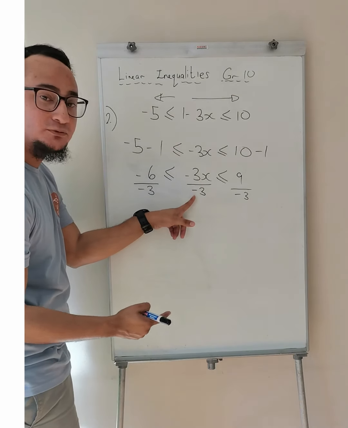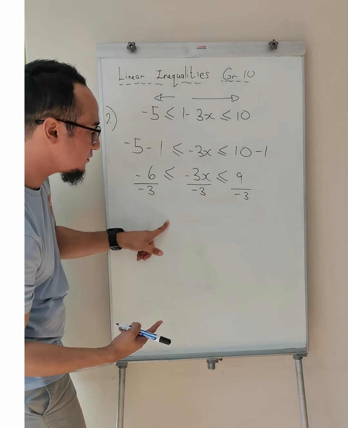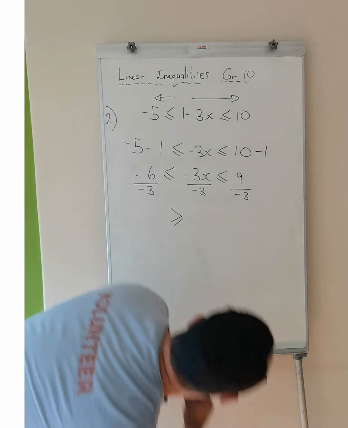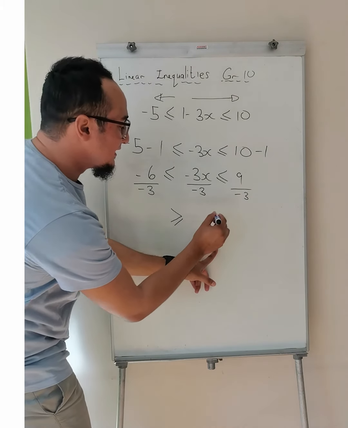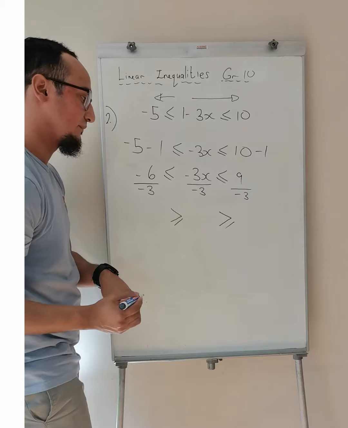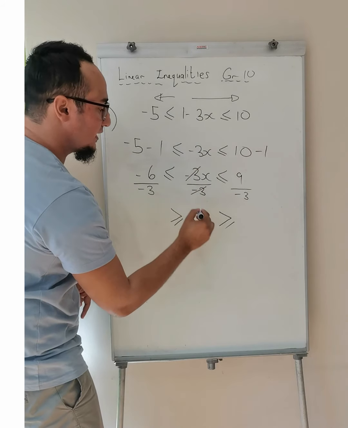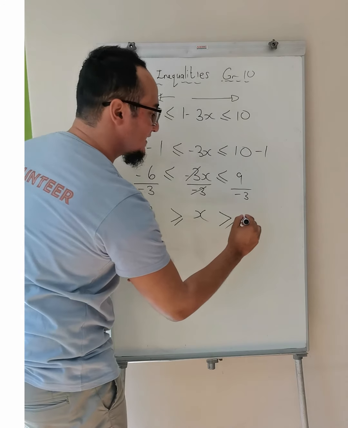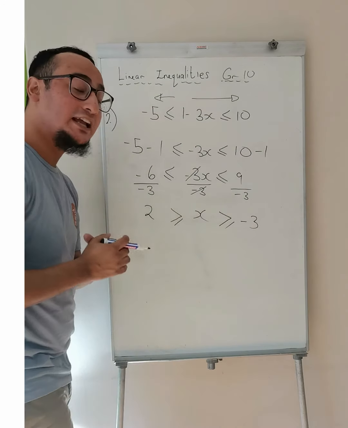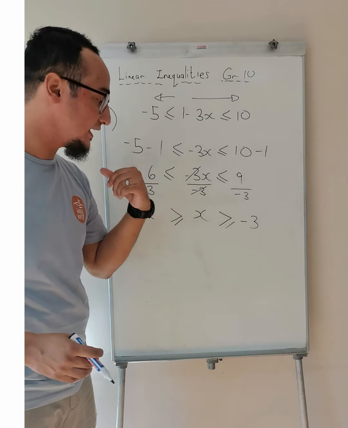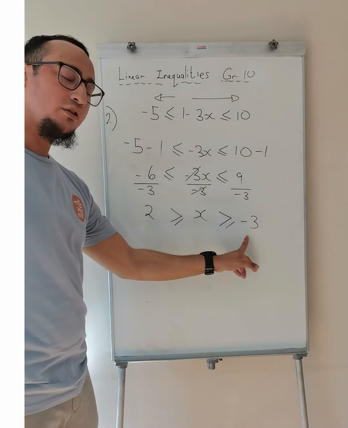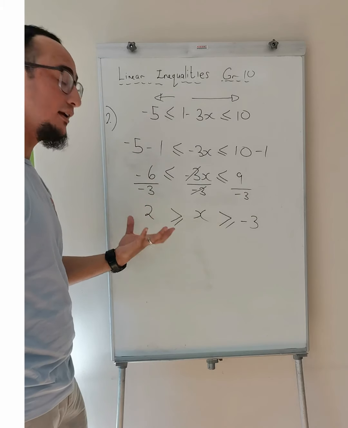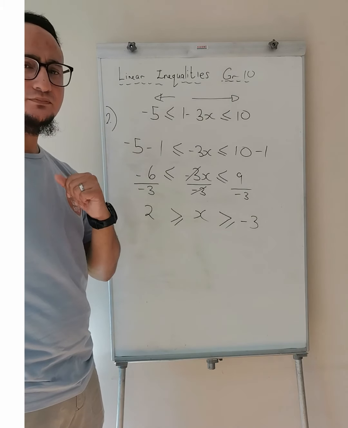And remember, I divided with a negative. So what's going to happen to the sign? It will now face the other way. Oops, see? Over here, it will now face the other way. Alright, so those two will divide out. That is x. This is positive 2. This is negative 3. So what can you tell me? That the value of x is more than negative 3 and equal to and less than and equal to 2.